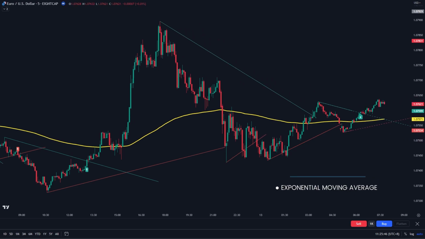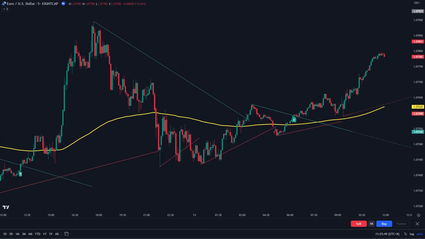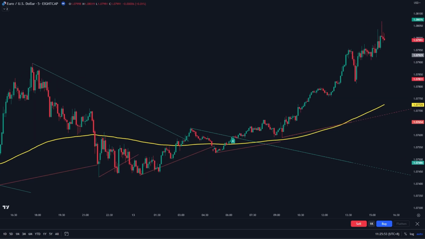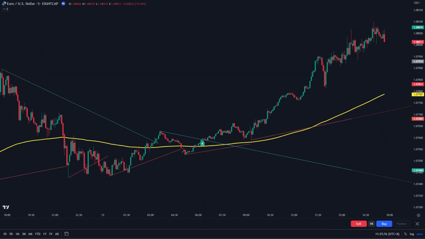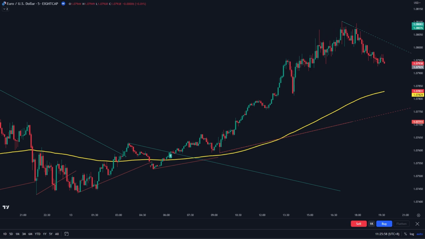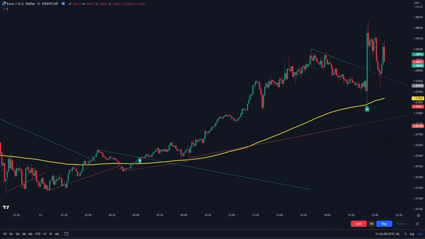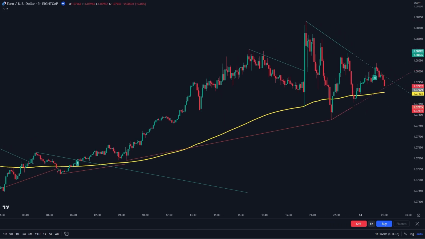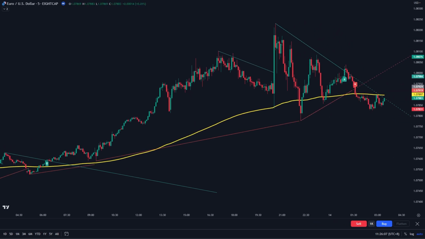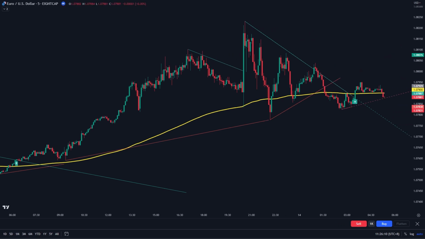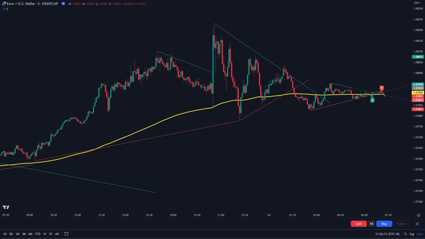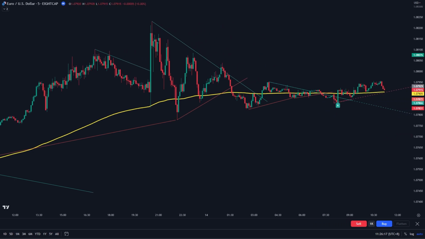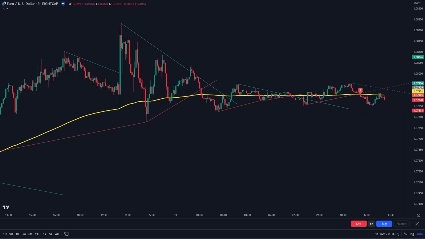The second indicator is called Exponential Moving Average. The Exponential Moving Average, EMA, serves as a tool to determine the trend direction. When the price action is above the EMA, it indicates an uptrend, while if the price action is below the EMA, it suggests a downtrend. By observing the relationship between the price and the EMA, we can gain insight into the prevailing trend. Now I will teach you how to set up the indicator.